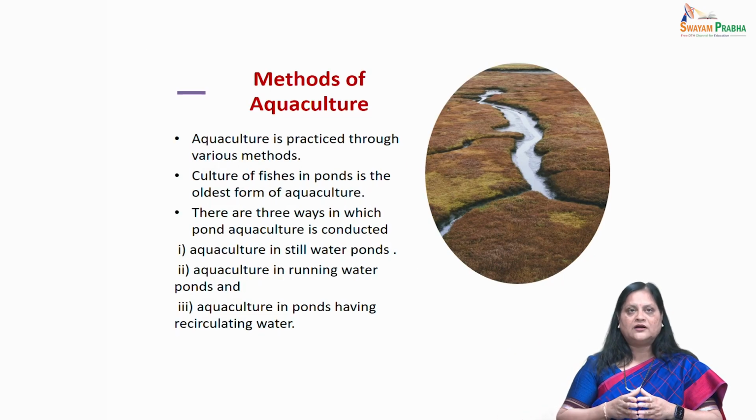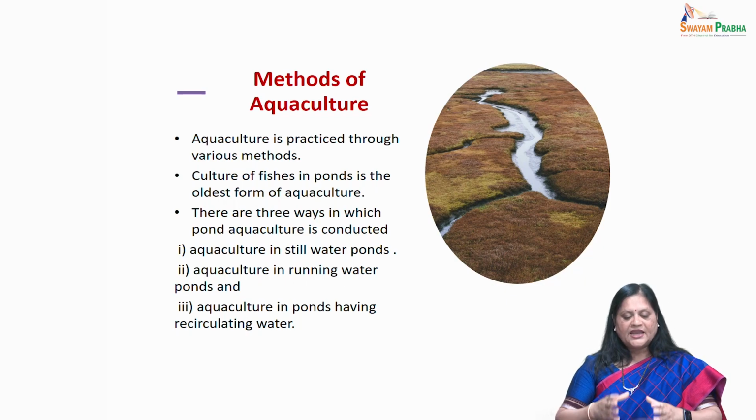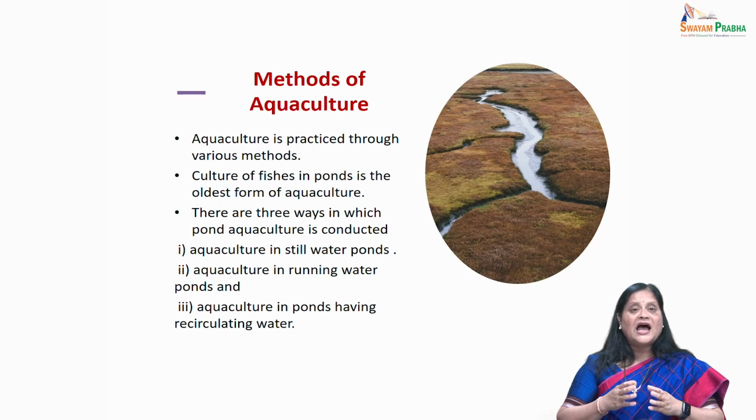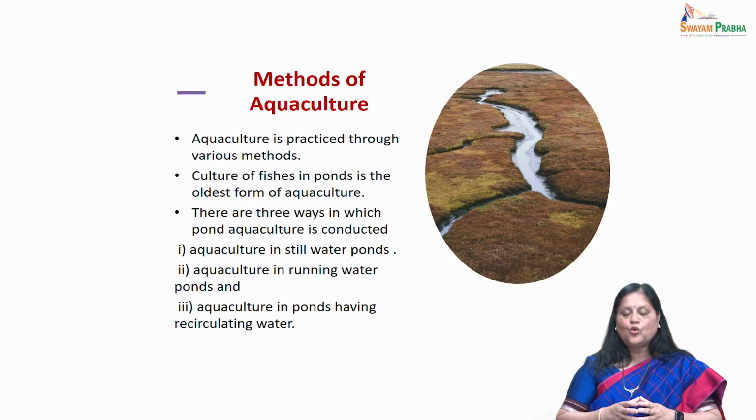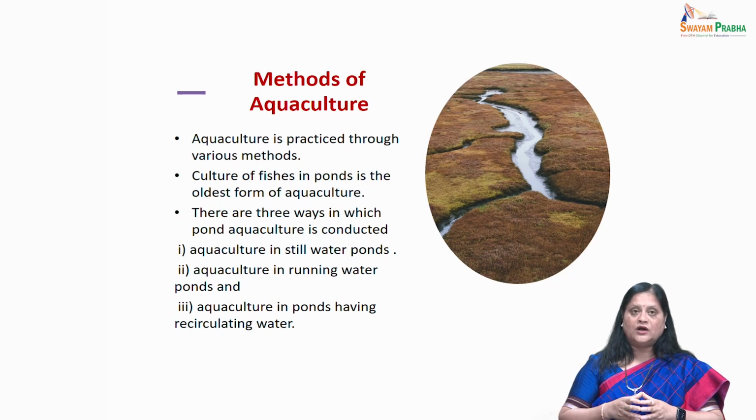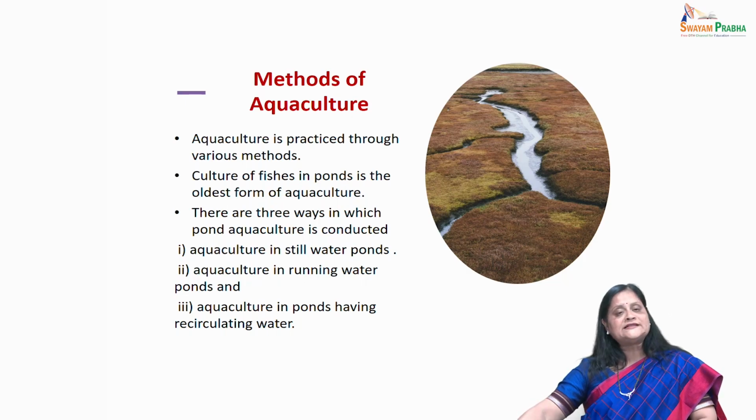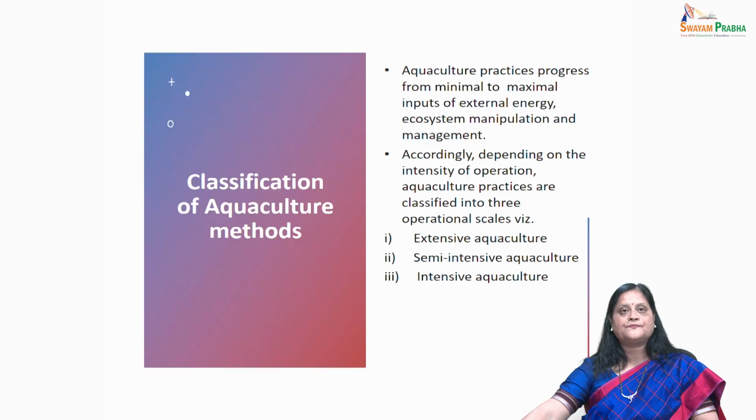Methods of aquaculture. Aquaculture is practiced through various methods. Culture of fishes in ponds is the oldest form of aquaculture. There are 3 ways in which pond aquaculture is conducted: aquaculture in still water ponds, aquaculture in running water ponds, and aquaculture in ponds having recirculating water.